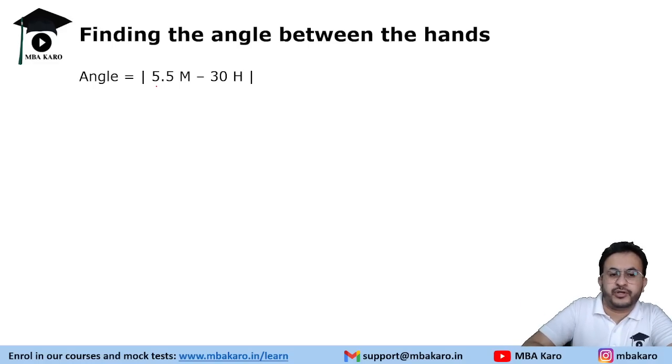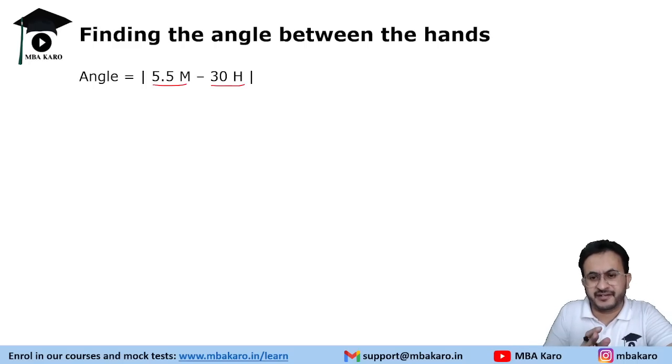Which says the modulus, or absolute value, of the difference between 5.5m and 30h. Where did we get this? From that 5.5 degree difference we talked about. So now we will directly use the formula.